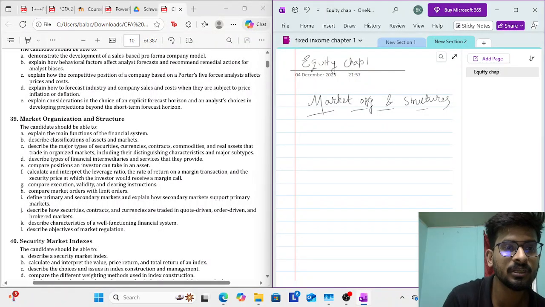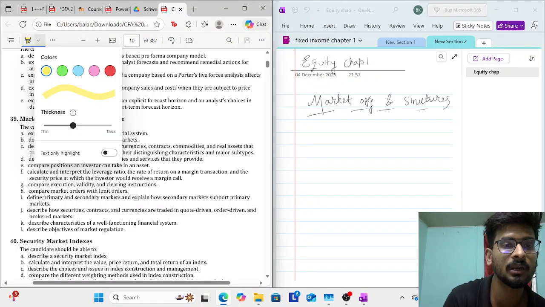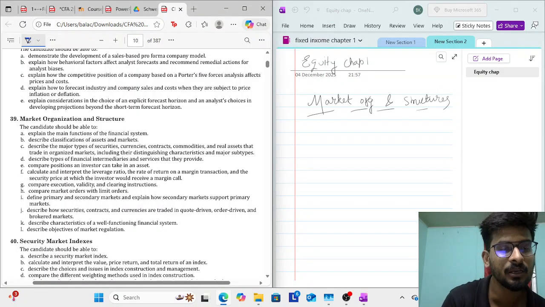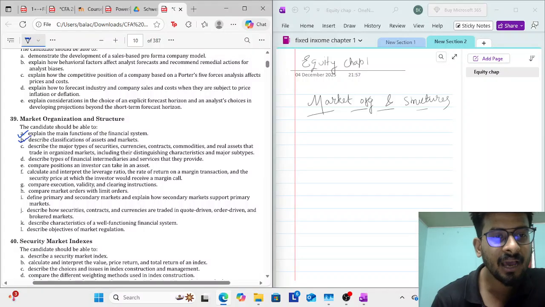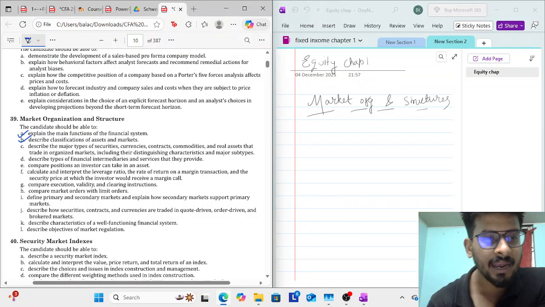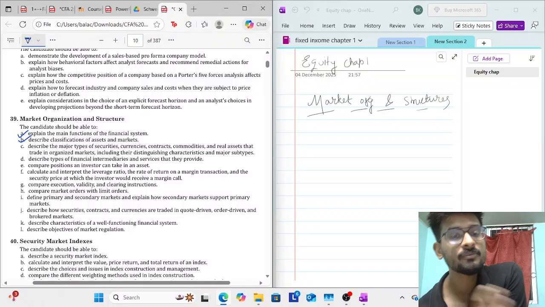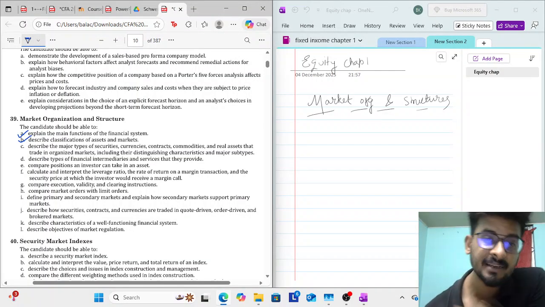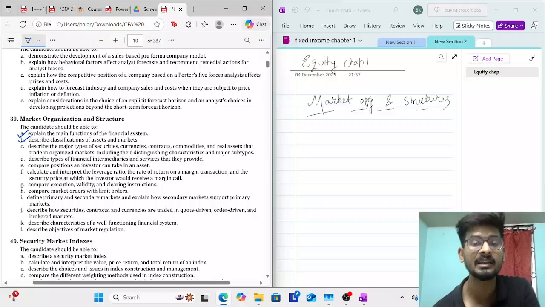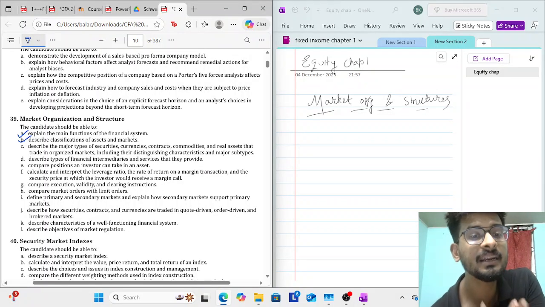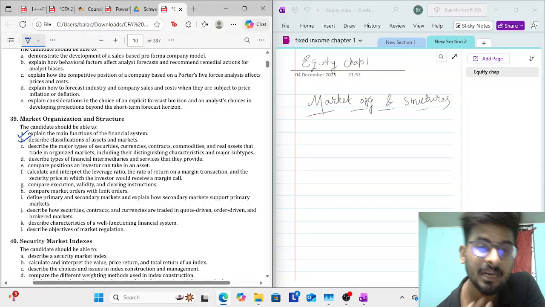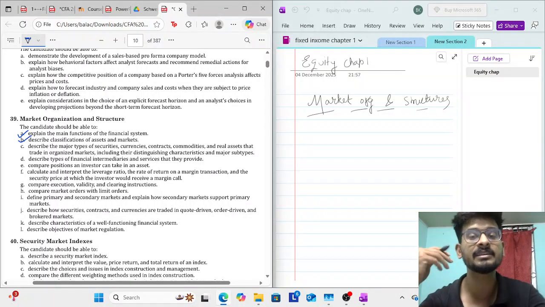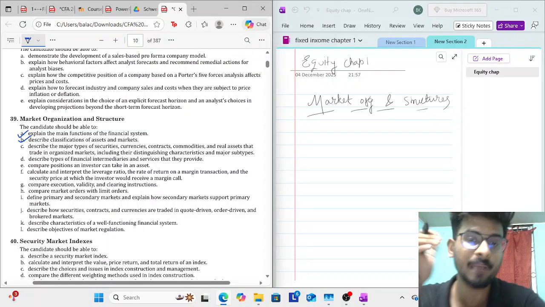What CFA wants you to learn from this chapter is very important. In the first LOS we explain the main function of the financial system. It's very basic. Second, we have classification of assets and markets. Describe the major types of securities. How many types of securities are there? Currencies, contracts, commodities, and real estate, which are traded in organized markets. We will learn about types, including their distinguishing characteristics and major subtypes.